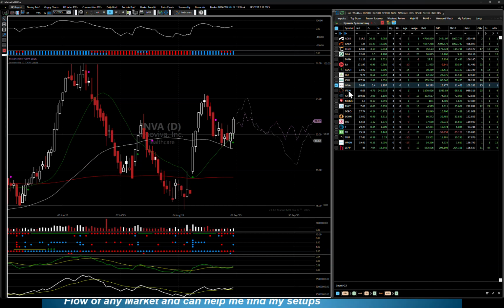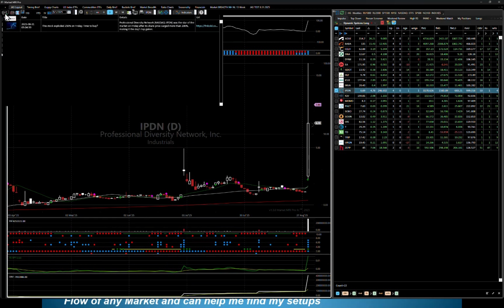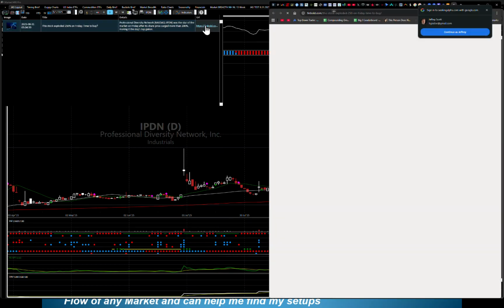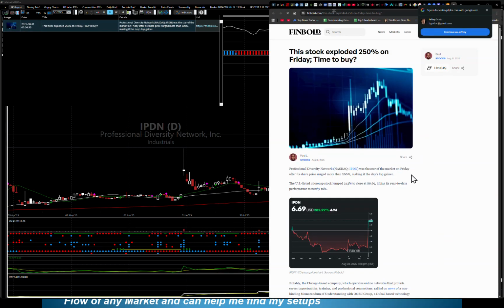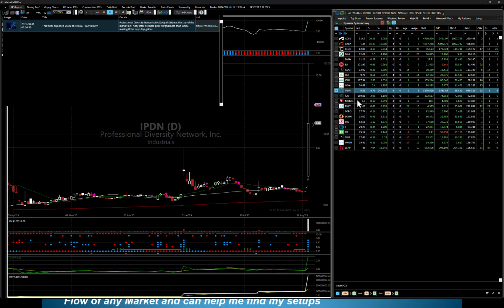Okay. IPDN, interesting chart. I don't think it's a split the way it moved. It could be a reverse split, so let's just make sure. Nope. Again, not a pattern I typically buy, but I could read about why. Got to be a meme stock. People don't jump like that. Online networks provide career opportunities. Whatever. Don't know anything about it, but I could read about it.